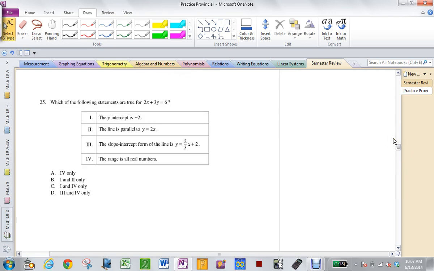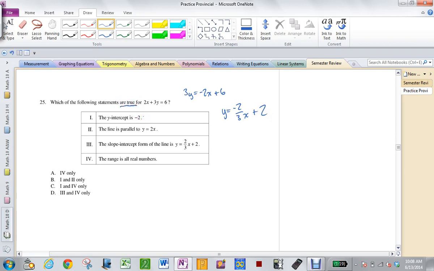Which of the following statements are true for that? Well, y-intercept. I better change this around. 3y equals negative 2x plus 6. y equals negative 2/3 x plus 2. So which of the following statements are true?